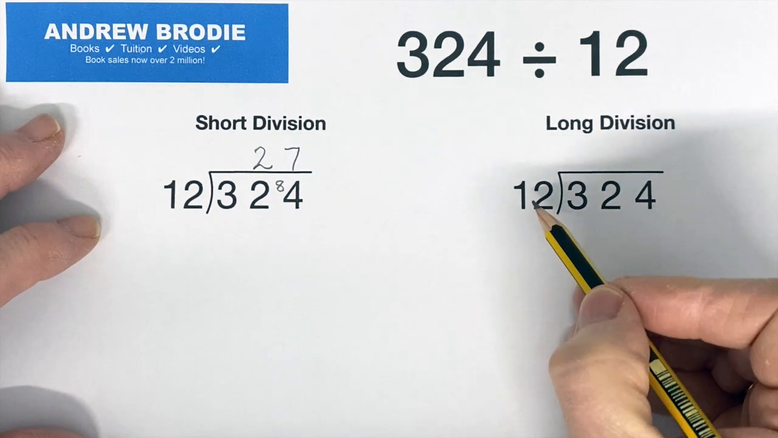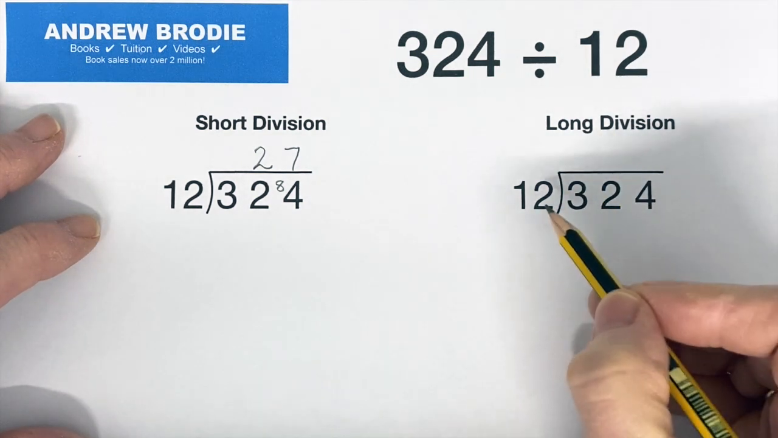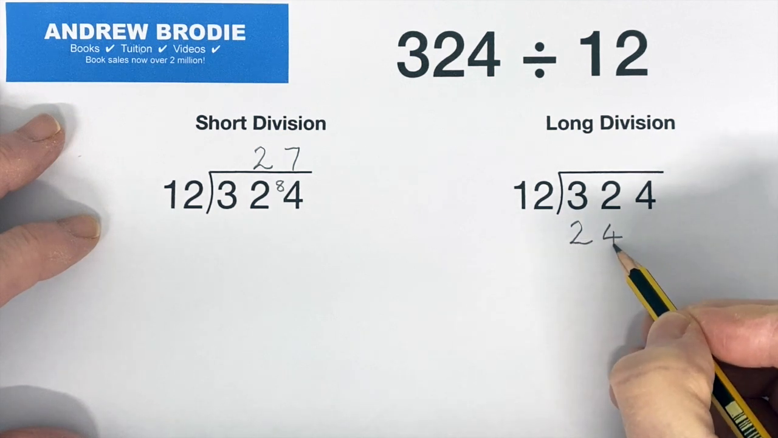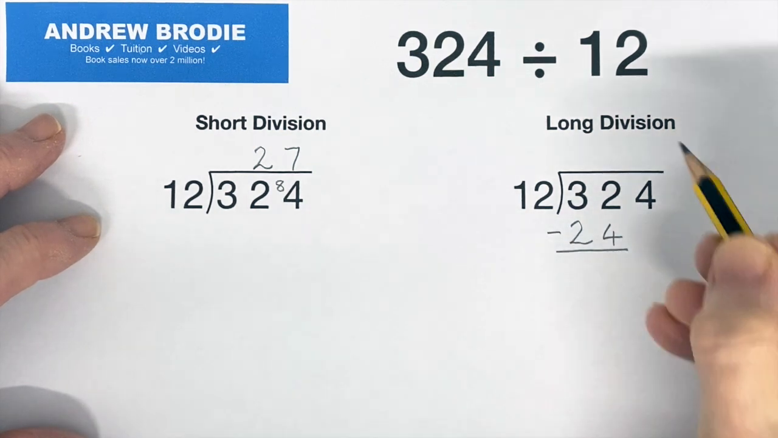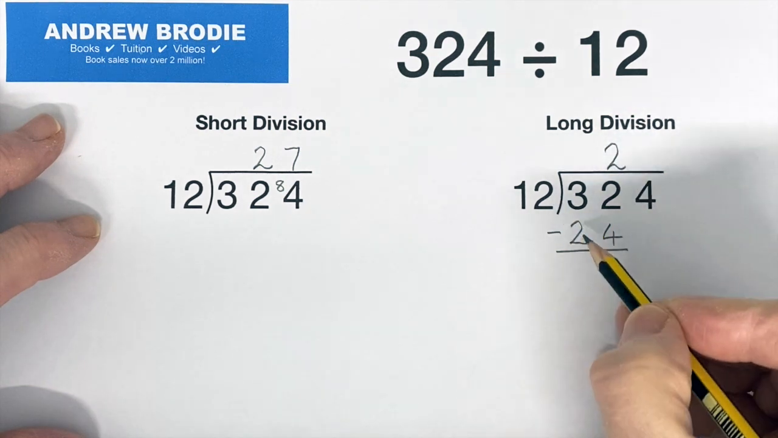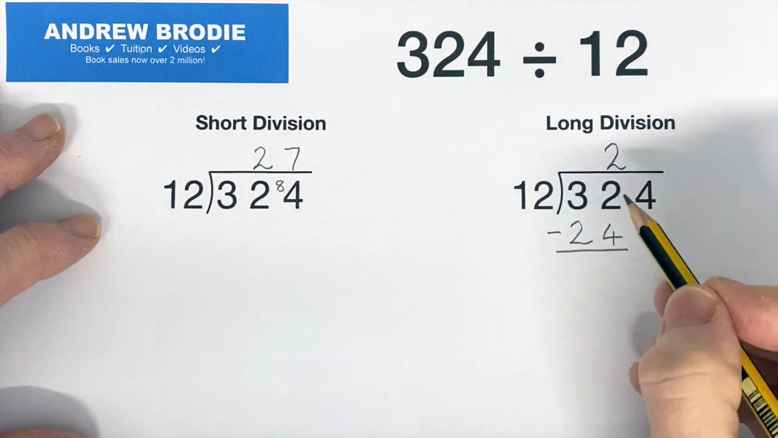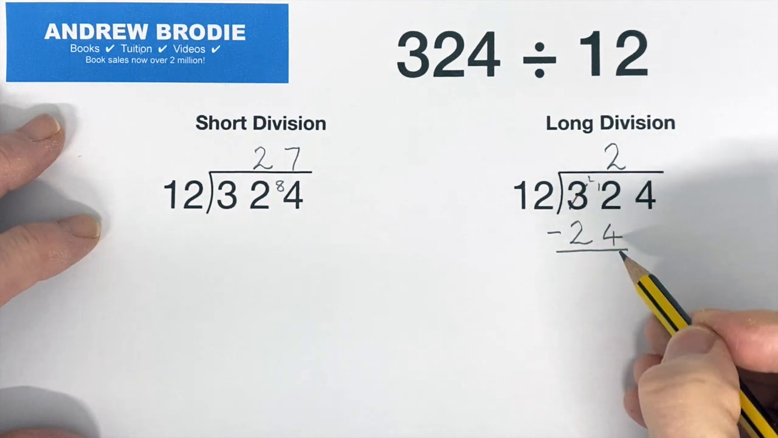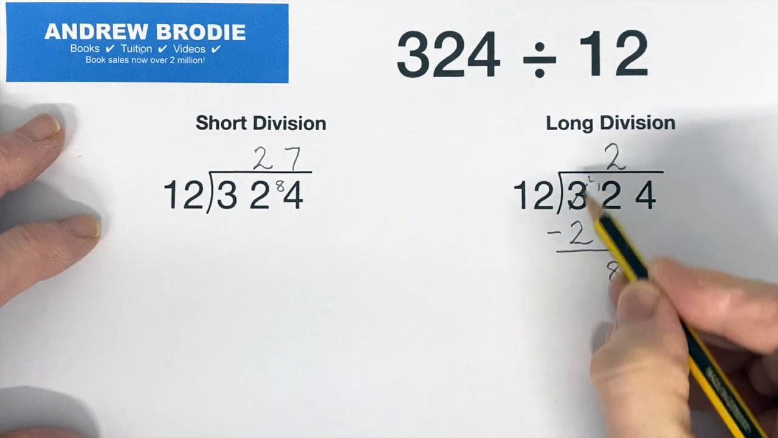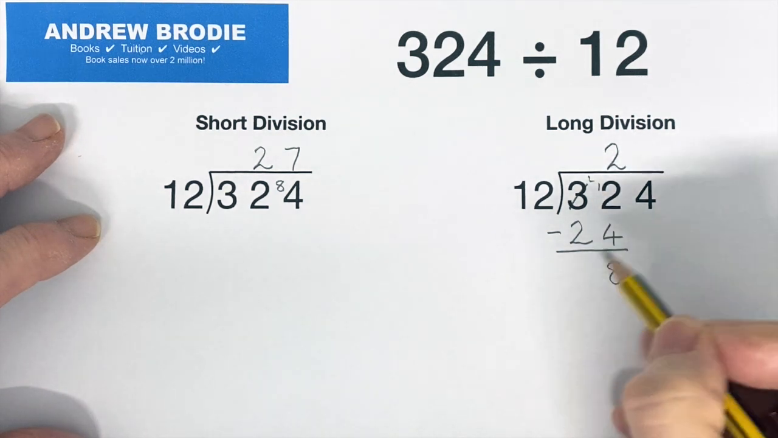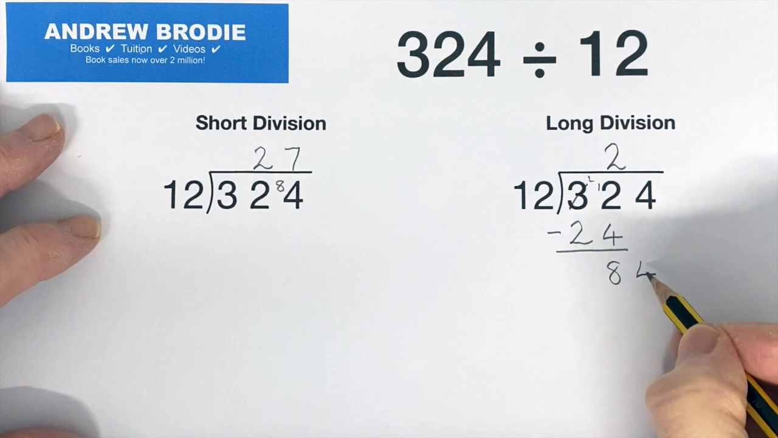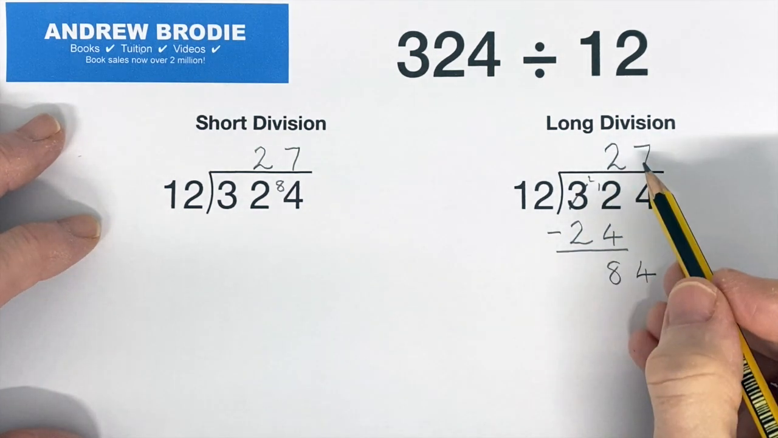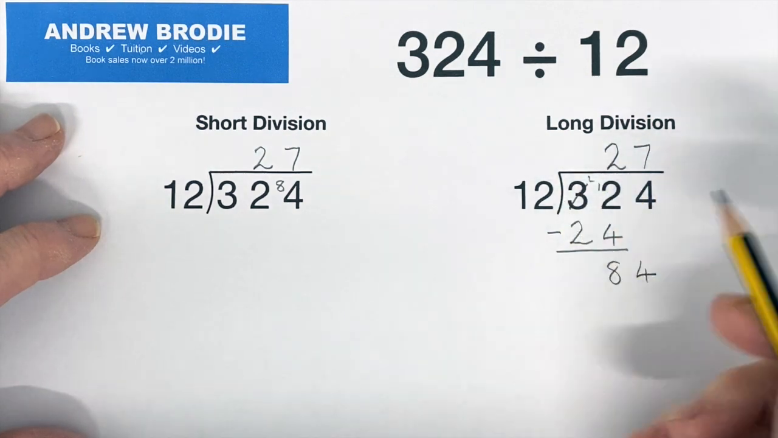Watch what happens. How many 12s in 3? There aren't any. How many 12s in 32? We know that 2 12s are 24, so we put that underneath and take it away. So 2 goes there, 2 12s are 24. Put the 24 underneath, take it away. 2 take 4 I can't do, cross out 3, put a 2. 12 take 4 is 8. 2 take 2 is 0, so we can leave that empty. Bring down the 4. How many 12s in 84? There are 7.